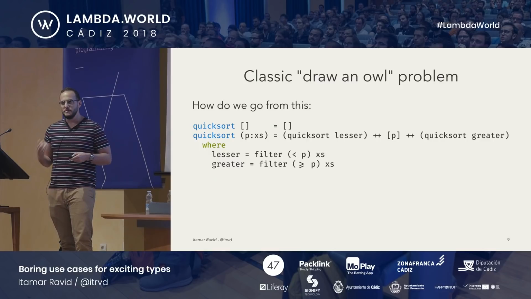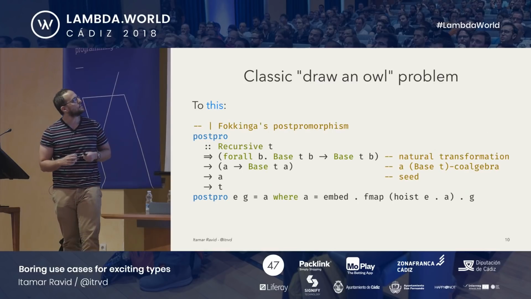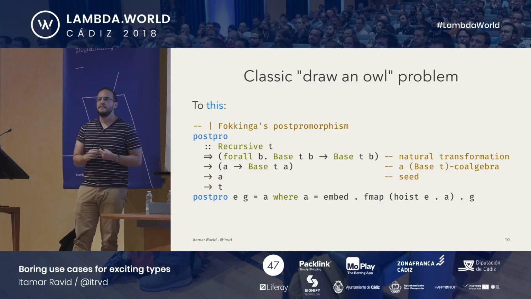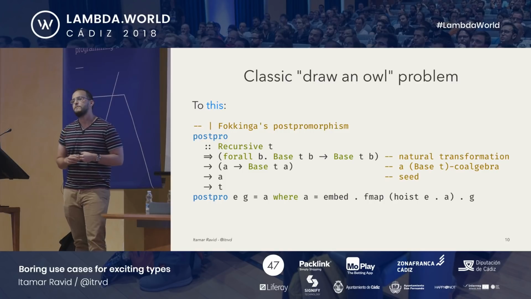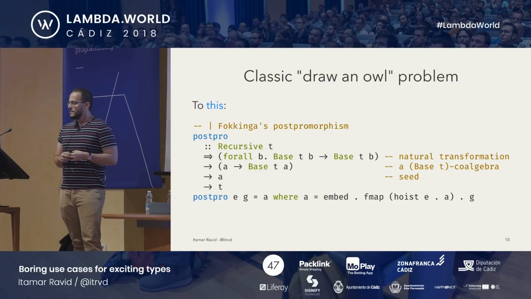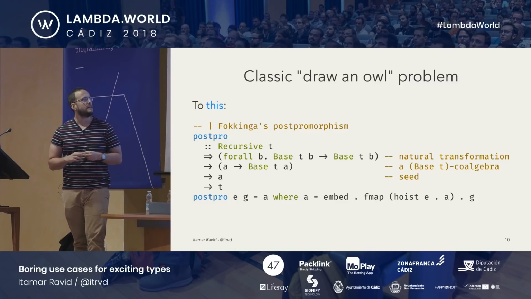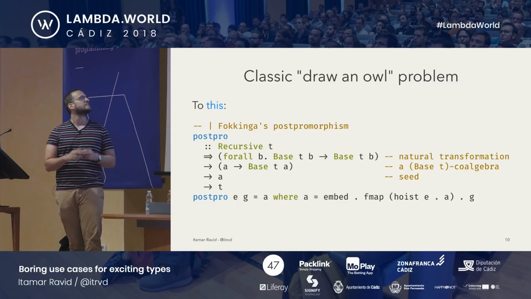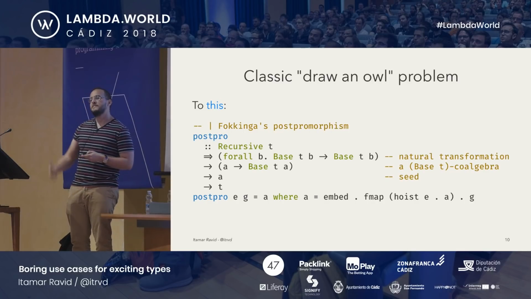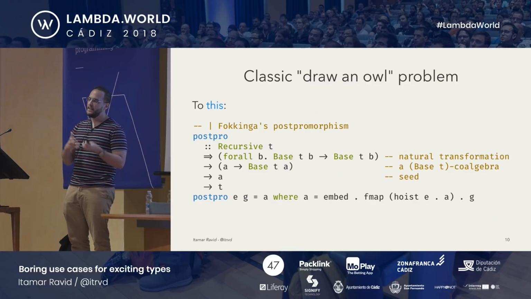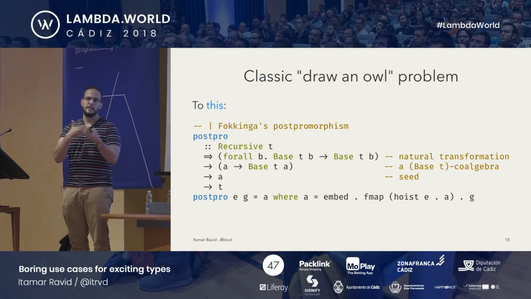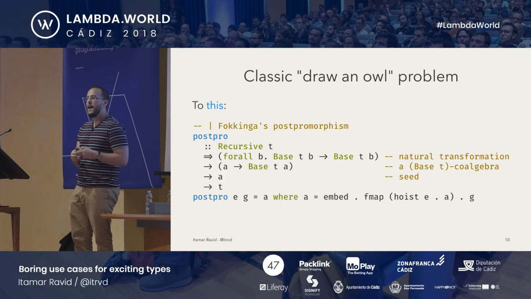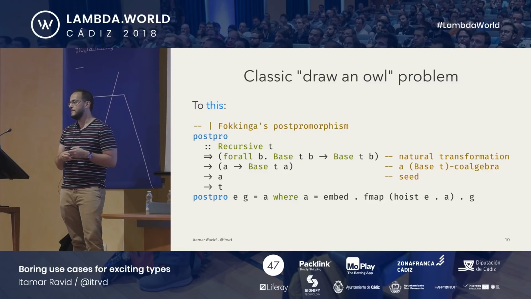But how do we go from this to this scary construct taken from Edward Kmett's recursion schemes library? This is a postpromorphism. It's a recursion scheme that I am absolutely sure does something very useful, but I cannot tell what it does just by looking at it. Now, I've done the work for you, and what this does is that it can apply a sort of post-filter to a thing that you can unfold using an anamorphism, which is a generalized unfold.